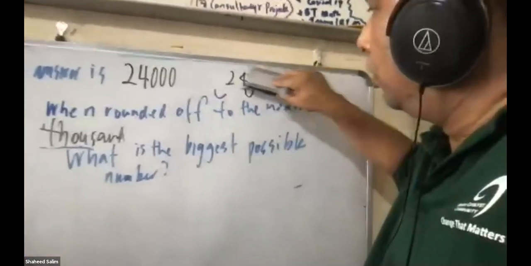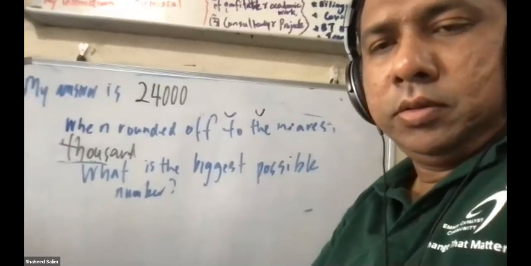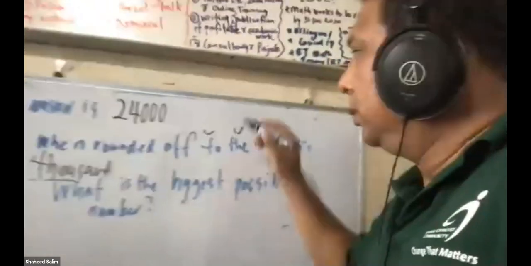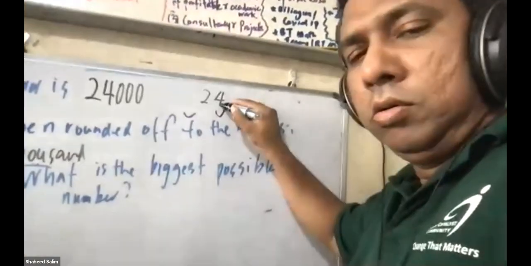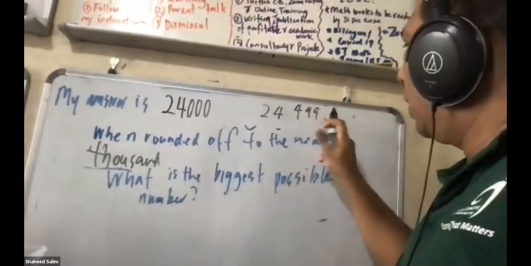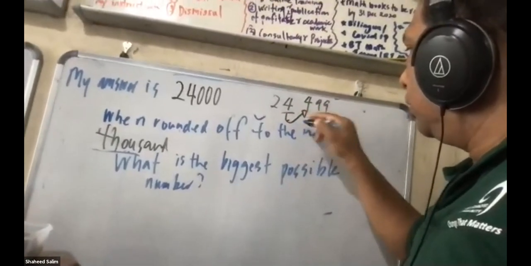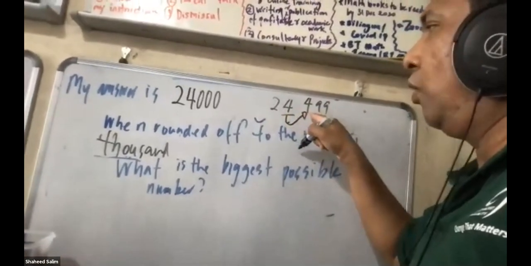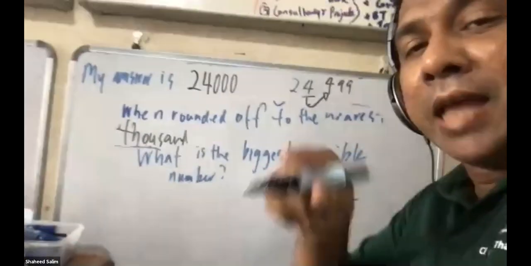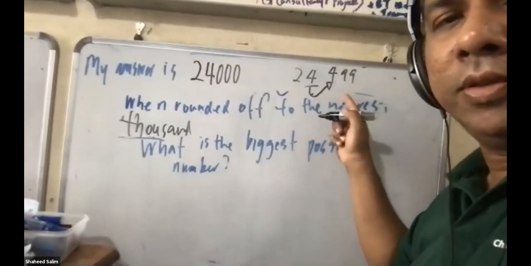You got to how? Anyone? Darwish says 24,499. So we look down here. Do we plus? No, because it's 4. So 24,000 correct. Well done. If we plus 1, it becomes Zahin's answer. So this is the largest possible answer.